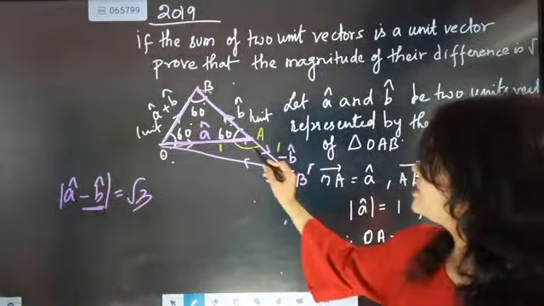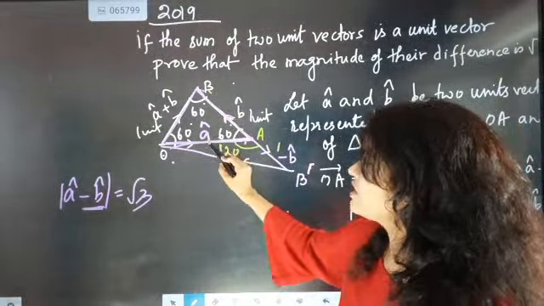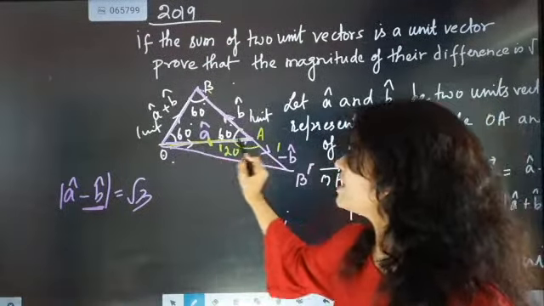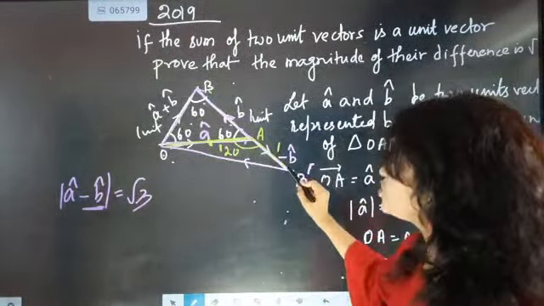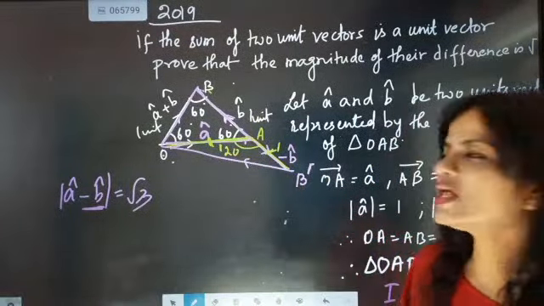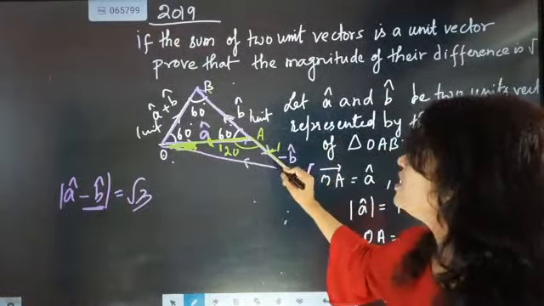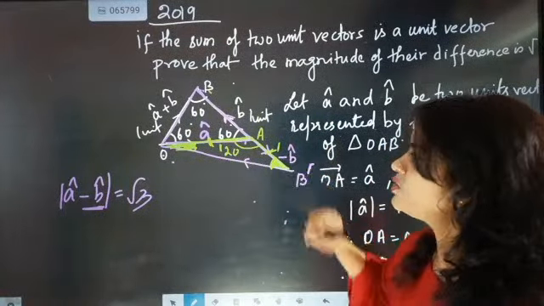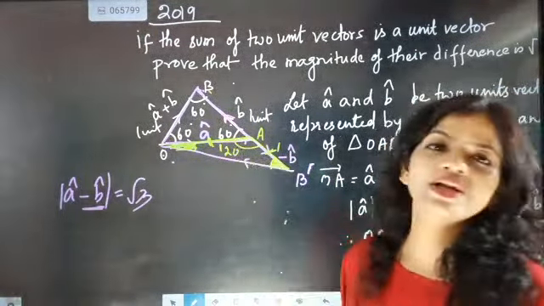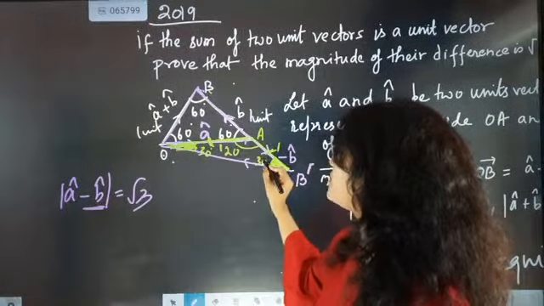I'll take the angle as 120 degrees. Now beta, this is a unit vector, so this side is coming as 1 unit and this side is also coming as 1 unit. That means this side is equal to this side. We know that angles opposite to equal sides of a triangle are equal, so this angle will be equal to this angle. If this is 120 degrees, then this will become 30 degrees and this will become 30 degrees.